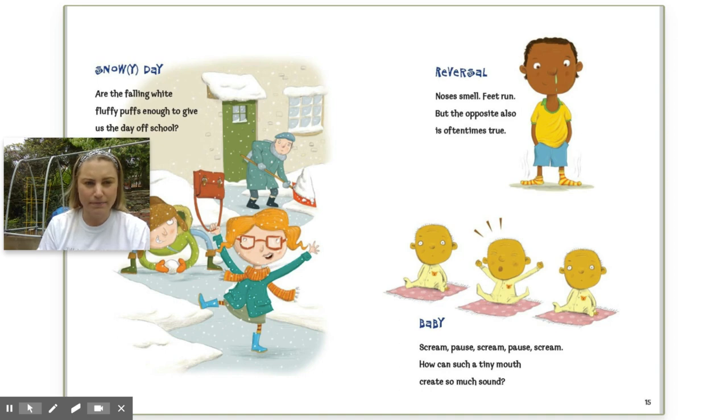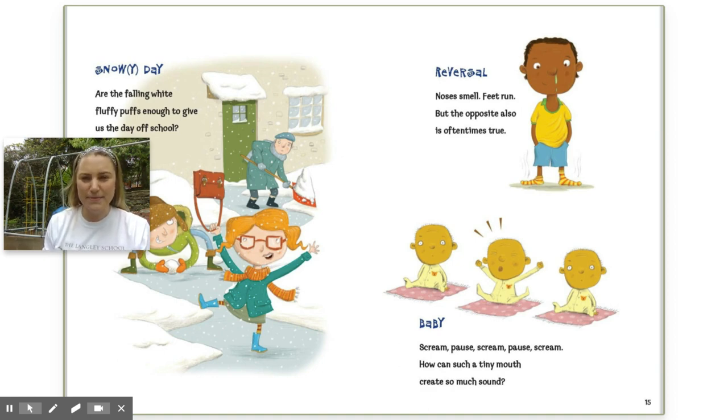Snowy day. Are the falling white, fluffy puffs enough to give us the day off school? I remember thinking about that in the winter. Reversal. This poem is pretty funny.